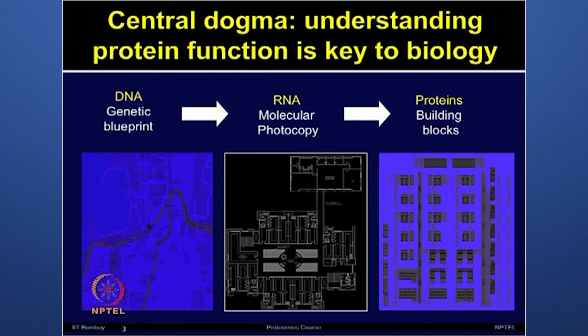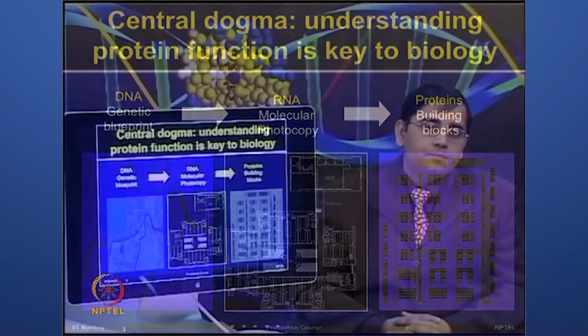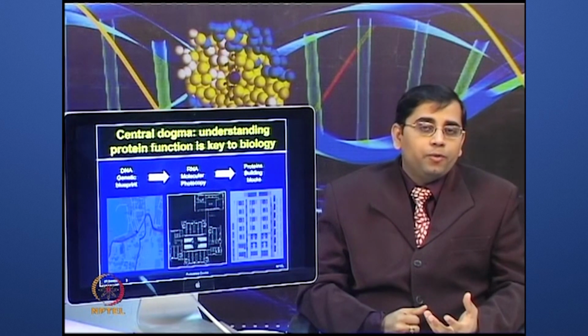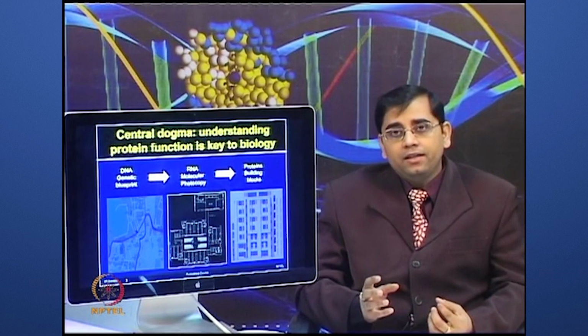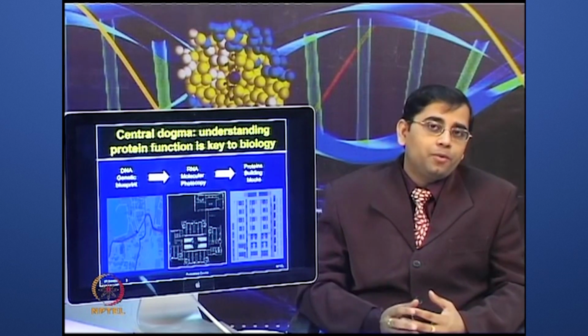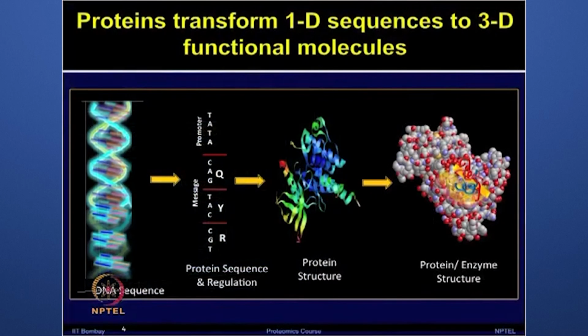Now the building has to be prepared. To do that, something similar in the body is proteins, which are the building material. Now you need mortar and different type of bricks to make the building, and similar type of function is performed by the proteins in the body. So if you look at this way, DNA is providing the genetic blueprint, RNA is providing the molecular photocopy, and then proteins are providing the building material. So proteins can transform the one-dimensional information from the sequence to the three-dimensional functional information.